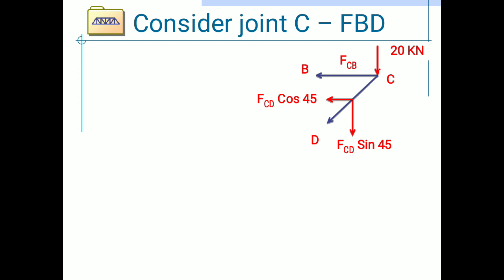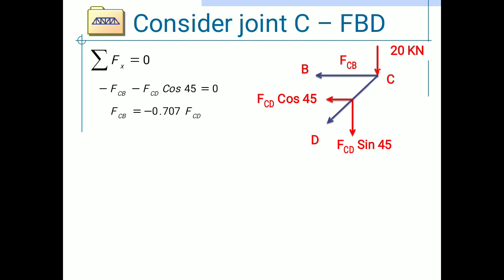To calculate forces in the members FCB and FCD, we will apply the conditions of equilibrium, that is summation Fx is equal to 0. Forces in the left direction we take as negative, in the right direction as positive. Therefore, minus FCB minus FCD cos 45 is equal to 0. Therefore, FCB is equal to minus 0.707 FCD. We don't know the value of FCD.